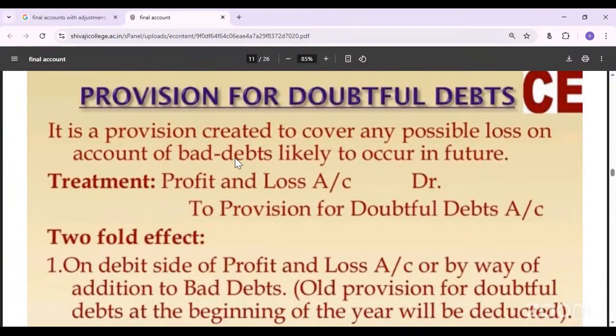The journal entry for provision for doubtful debts is profit and loss account debtor to provision for doubtful debts.